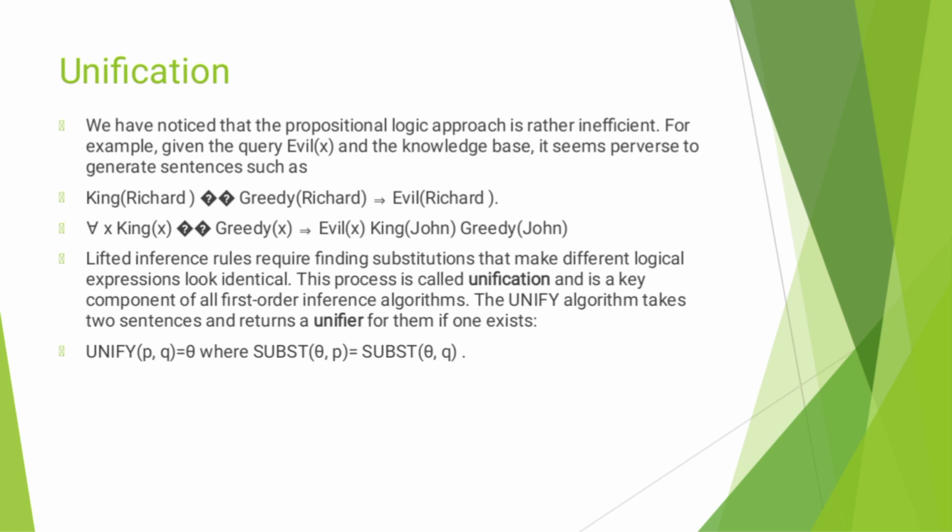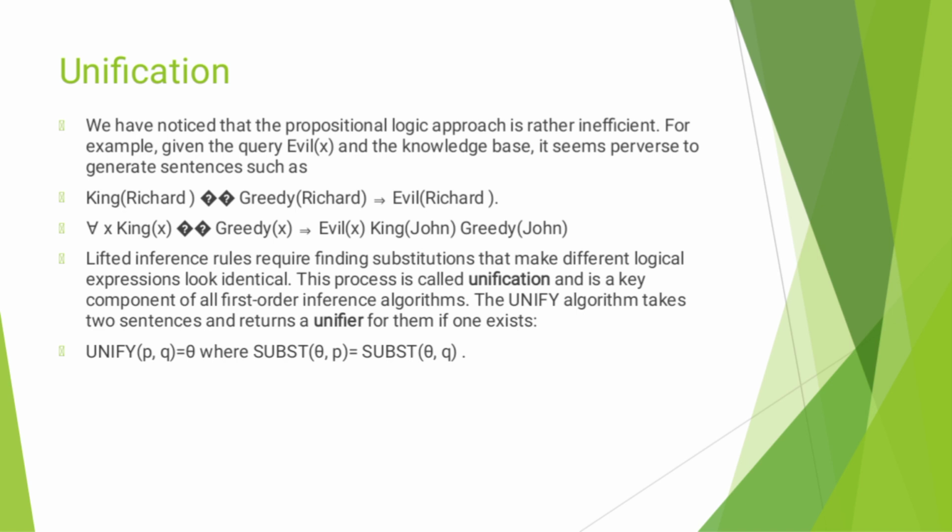Next one is unification. We have to note that the propositional logic approach is rather inefficient. For example, given the query Evil(x) and the knowledge base, it seems to prefer to generate sentences such as the following. Here we are using some symbolic representation. For example, King(Richard), Greedy(Richard), Evil(Richard). Here, for all x, we are using the first symbol: King(x) and Greedy(x) implies Evil(x), then King(John), Greedy(John).